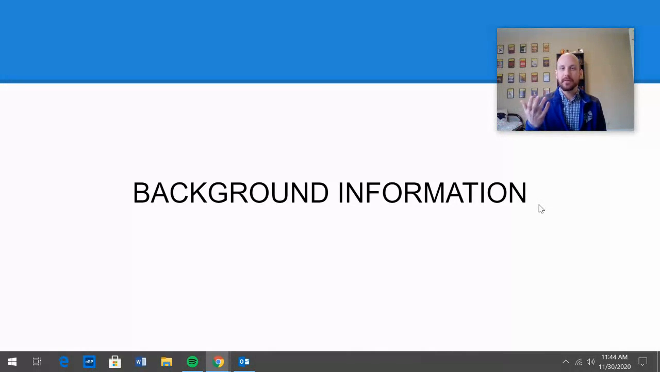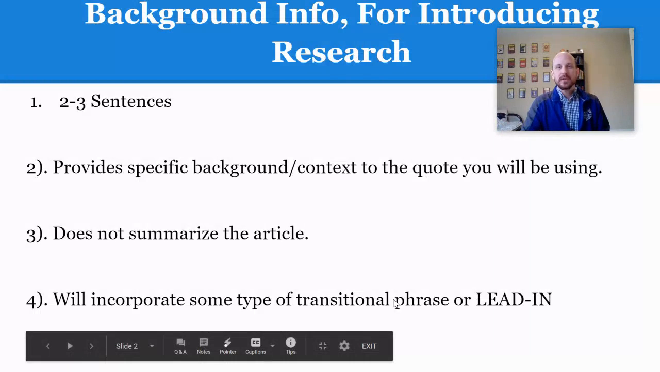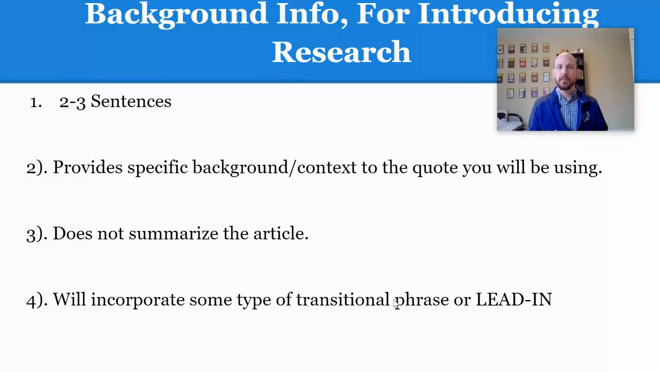Now that you have your outline and your evidence organized in the manner that you want it to have, you're now going to add context for the reader before each of those quotes. The background information for your research and for your novel should be 2 to 3 sentences. This is both for the novel and for your critical source quotes. So make sure you're providing the context for both.